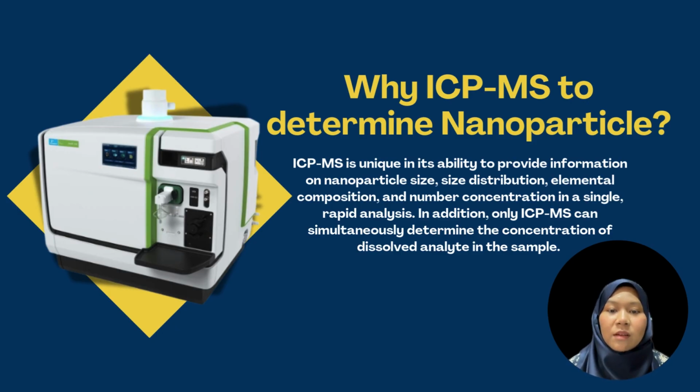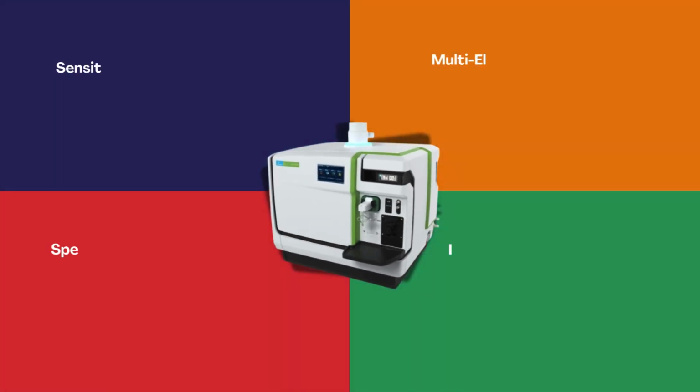ICP-MS is the preferred method for nanoparticle analysis due to its unique capabilities. First, it allows for the simultaneous detection of multiple elements, making it efficient and comprehensive. Second, it offers reduced functionality, meaning it can analyze both dissolved and particulate nanoparticles in the same sample. Lastly, its exceptional sensitivity and throughput make it suitable for a wide range of applications, from environmental monitoring to industrial quality control. These features ensure that ICP-MS stands out among the other techniques.